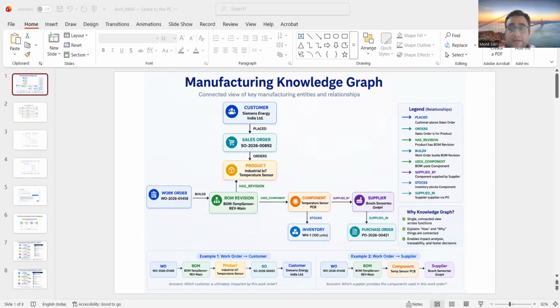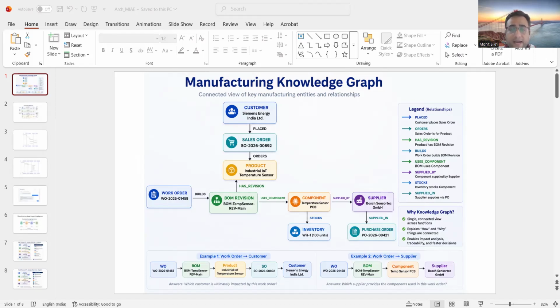Modern manufacturing organizations generate an enormous amount of data across engineering, procurement, inventory, production, and sales. While this information is available, it often exists in separate systems, making it difficult to understand the downstream impact of a change or the dependencies between different business entities. With MIAE, our goal is to address this challenge by creating a connected manufacturing knowledge graph that brings together products, BOMs, components or items, suppliers, inventory, work orders, sales orders, and customers into a single unified model.